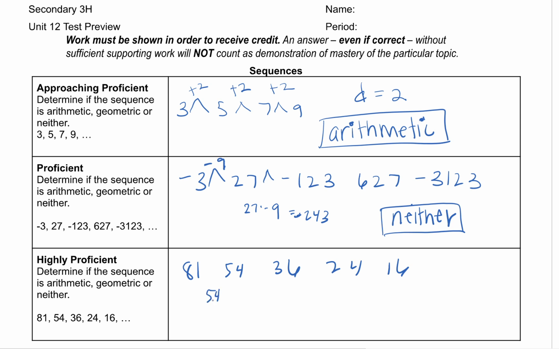Okay, so to figure out how to get from 81 to 54, you go backwards. You do 54 divided by 81. You put that in the calculator and reduce it, and you get 2/3. So if I do 81 and I multiply by 2/3, I get 54.